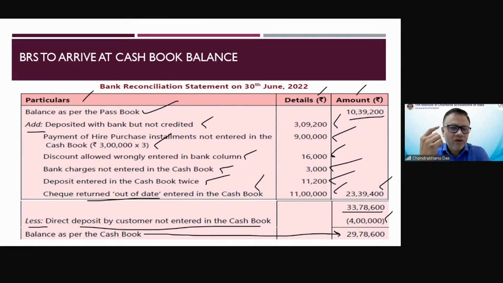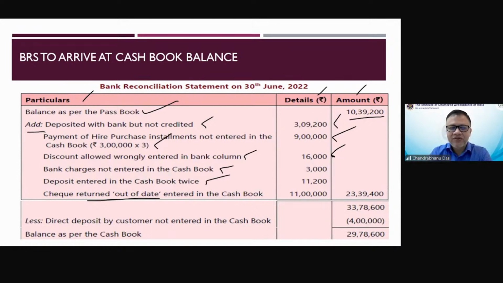So the interesting thing here is whatever errors have happened in the cash book, whenever you are going from the passbook to the cash book, you are incorporating those errors. If you don't incorporate those errors, if you start rectifying those errors, then your cash book will not match. You will not arrive at the cash book balance because you are starting from the passbook balance. So I will go through it slowly.